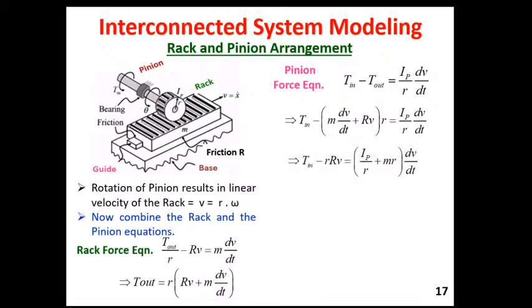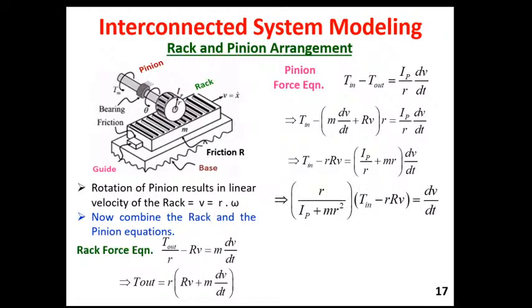While doing the rearrangement, we will take all the dV dt terms to the right side and all the other terms stay on the left side. So the m dV dt term, if taken to the right side, becomes plus m dV dt. The right side already has IP by R with dV dt. And one more term is there, which is small r capital RV. So T in minus small r capital RV is equal to IP by R plus MR multiplied by dV dt.